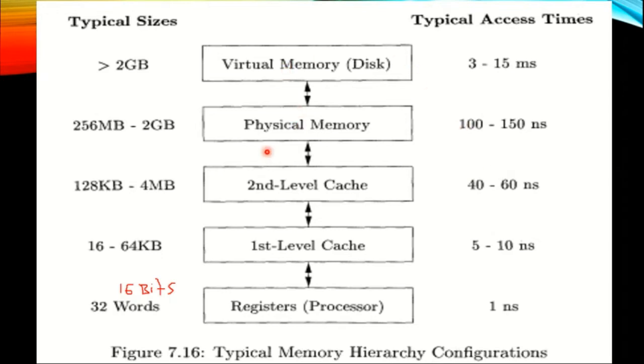And the next one is physical memory, that means RAM. These are available from 256 MB to 2 GB of memory. When we use the physical memory for storing and retrieving instructions, it can take 100 to 150 nanoseconds. And next, whenever we use a hard disk or any other virtual memory, those are available at greater than 2 GB. Those take 3 to 15 milliseconds to complete one instruction execution. So these are the various typical access times based on the available memories in a computer.